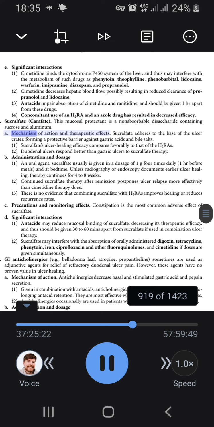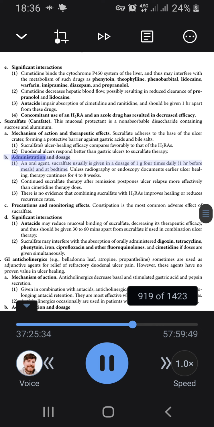A. Mechanism of action and therapeutic effects. Sucralfate adheres to the base of the ulcer crater, forming a protective barrier against gastric acids and bile salts. 1. Sucralfate's ulcer healing efficacy compares favorably to that of the H2Rs. Duodenal ulcers respond better than gastric ulcers to sucralfate therapy.